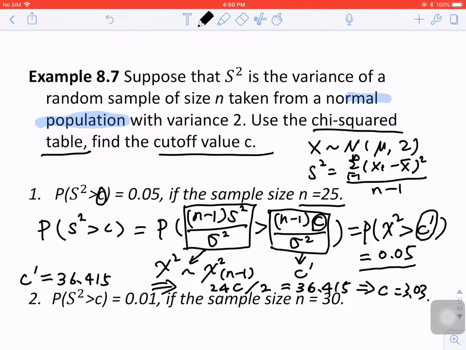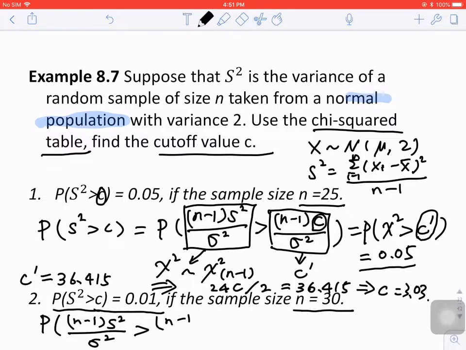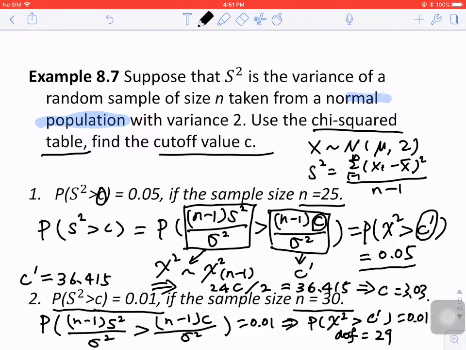Similarly, for this one, I'm going to do the same thing. I'm going to find a cutoff value c such that the corresponding probability is equal to 0.01 with sample size n equal to 30. So I'm going to construct a chi-square distribution: the probability that n minus 1 multiplied by c divided by sigma square is larger than c prime is equal to 0.01. In this case, the degrees of freedom is n minus 1, which is 29.